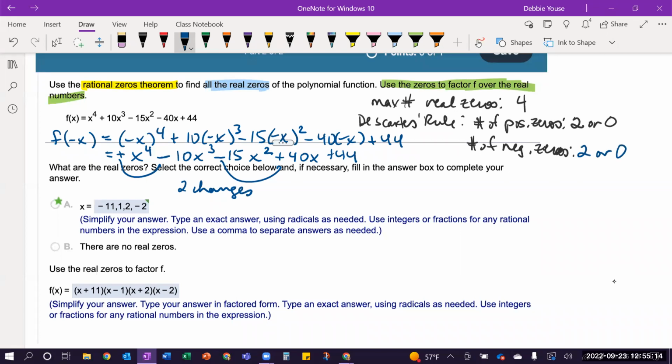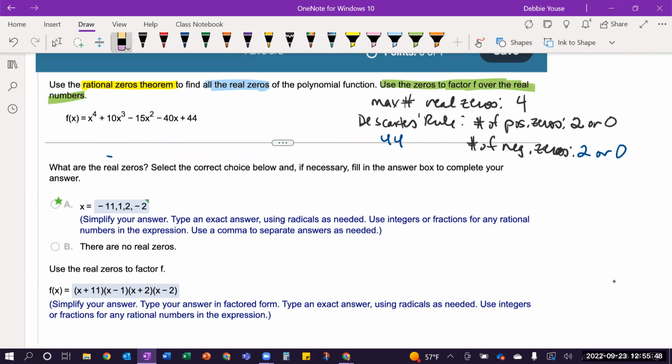Now, hypothetically, let's say I counted and I only had 1 change. Then my answer would simply be 1. Or what if, hypothetically, I did have another change. So say this was a negative sign. Then I've got a change here and a change here. If I had 3, I count backwards by 2, and then I could have 3 or 1. So I'd have all 3 of those, or I'd have 1. So that's how you use Descartes' rule of signs, okay?